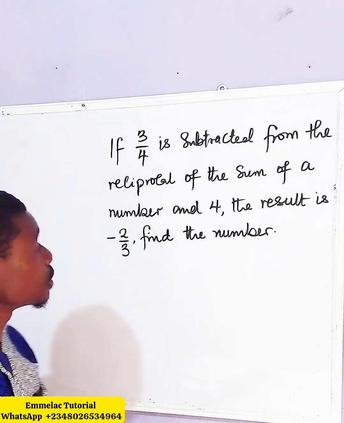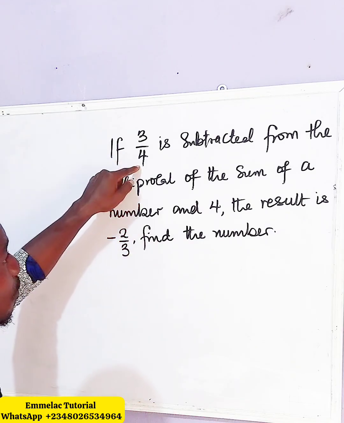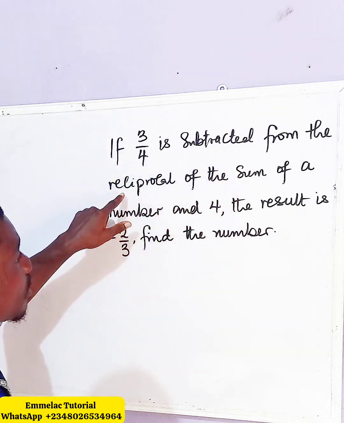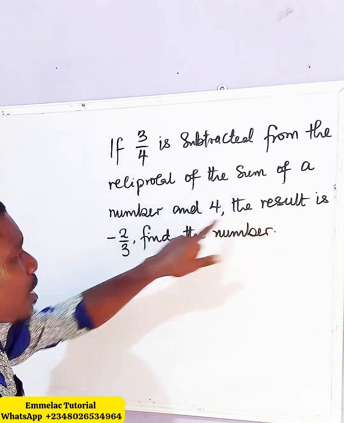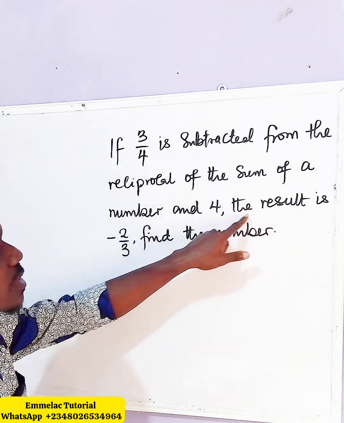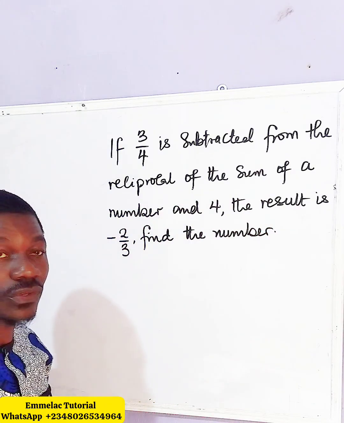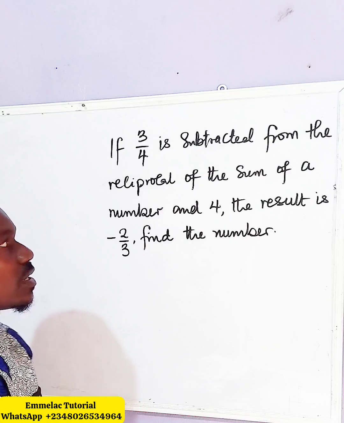Now before us is this question. It reads: if 3 over 4 is subtracted from the reciprocal of the sum of a number and 4, the result is negative 2 over 3. Now find the number.